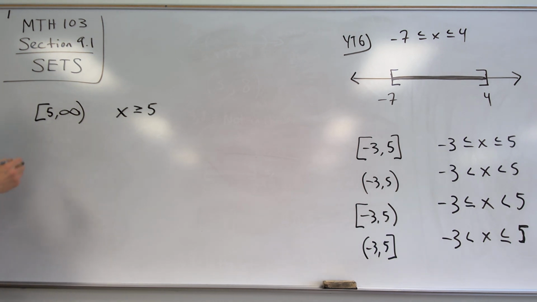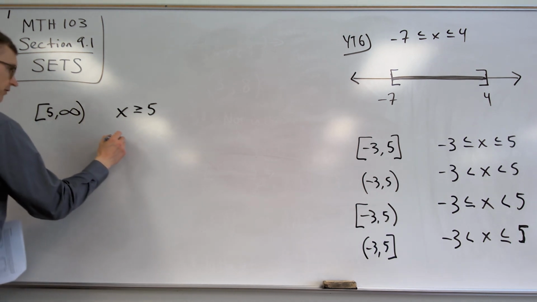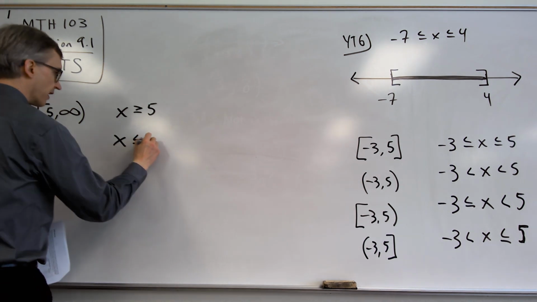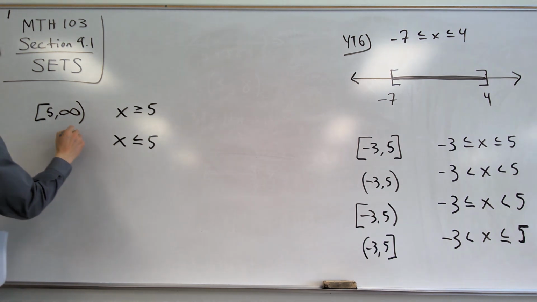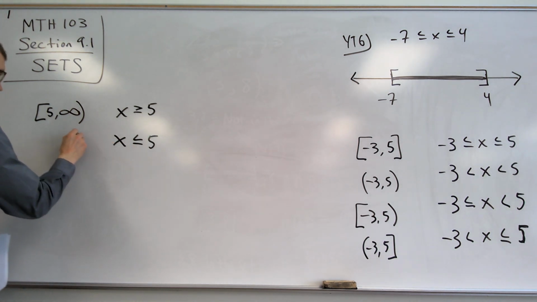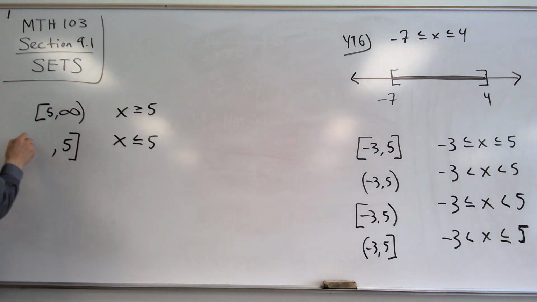Now we could also go the other direction. What if we have x less than or equal to 5? All right, in that case, 5 is the largest number, and the larger number in interval notation always goes on the right. The smaller number always goes on the left. Now it's less than or equal to, so this gets a bracket. And then to the left, we're going all the way to the left on the number line, and that's to negative infinity. And just like with positive infinity, negative infinity gets a parenthesis.